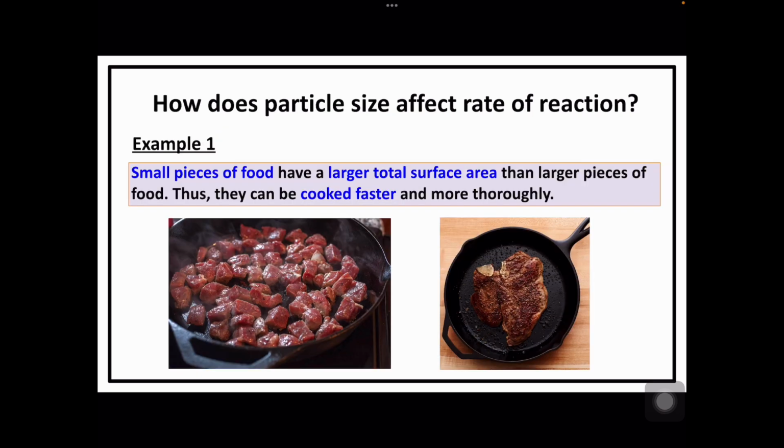One very good example is cooking. For those of you who cook at home, you know that small pieces of food cook much faster than a large chunk of meat or a large chunk of food. That's precisely because of the larger total surface area that's being exposed, and that allows for a higher frequency of effective collision, and therefore the reaction can happen faster. So this is one good example.